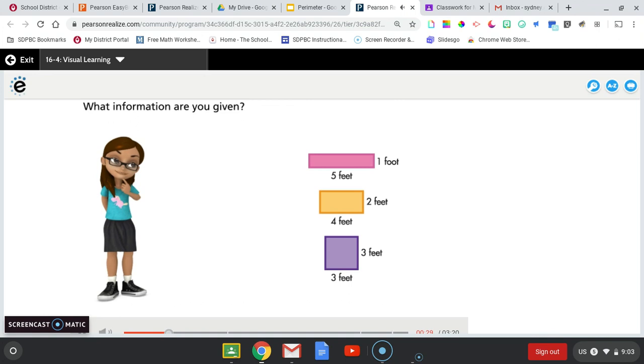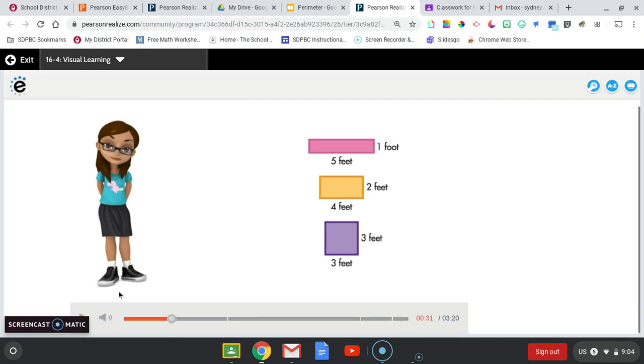What information are you given? Okay, well, we are given that we have 3 different rectangles, and we're given the dimensions, or the measurements of the sides, of each of the rectangles. So for this one, we know that this is 5 feet by 1 foot. In this one, we know that this is 4 feet by 2 feet. And on this one, we know this is 3 feet by 3 feet.